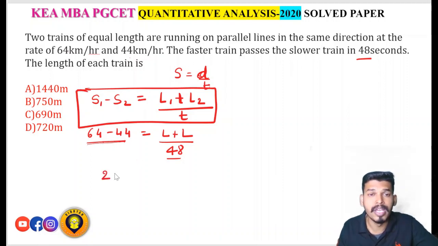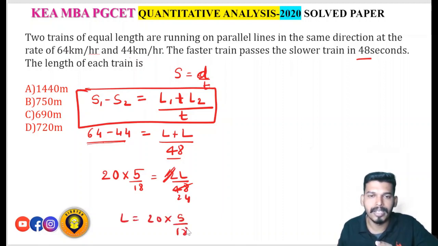64 minus 44 is 20 km per hour. To convert kilometer per hour into meter per second, what you have to do is multiply it by 5 by 18. So 20 times 5 by 18, to convert kilometer per hour into meter per second, is equal to L plus L, which becomes 2L, divided by 48. So 2 into 24. So L is equal to 20 into 5 by 18 into 24. Cross multiply.